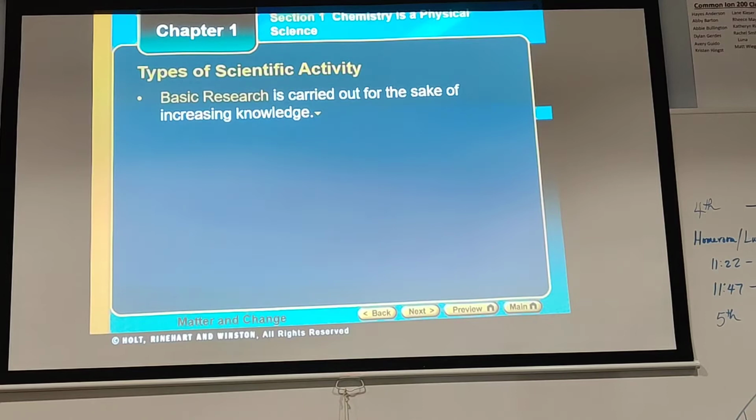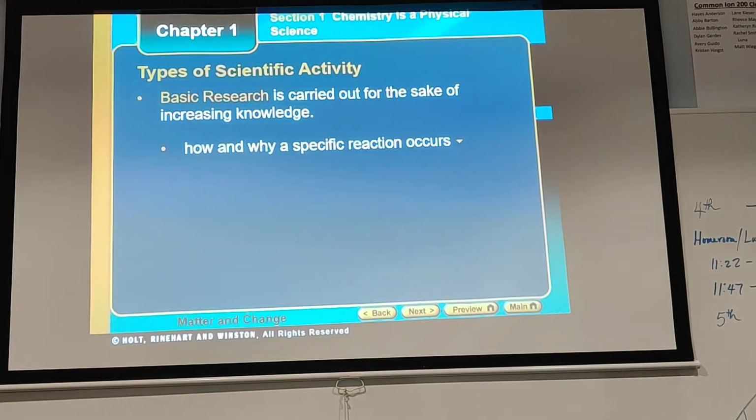Astronomers probably fit that category a lot, learning everything they can about a certain star or everything they can about a planet. We're not trying to solve a problem, the planet's not becoming extinct or anything like that, and we're trying to save it. We just want to know more about it. So that would be basic research.